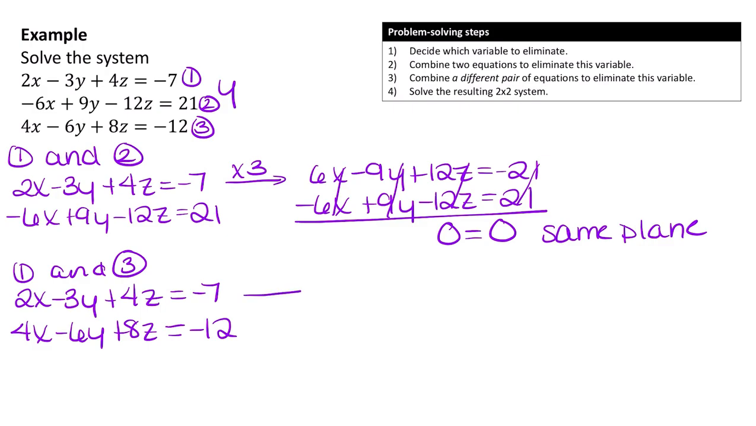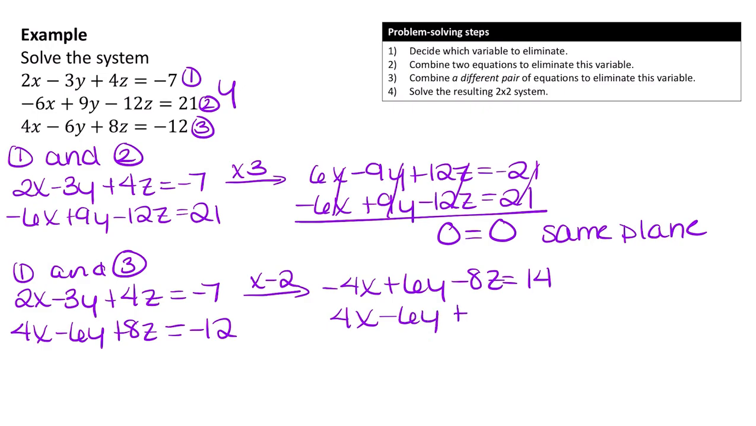So to cancel y, I need to multiply the top equation by negative 2. So I have negative 4x plus 6y minus 8z equals 14. And so let's combine that with the second equation. So 4x minus 6y plus 8z equals negative 12.